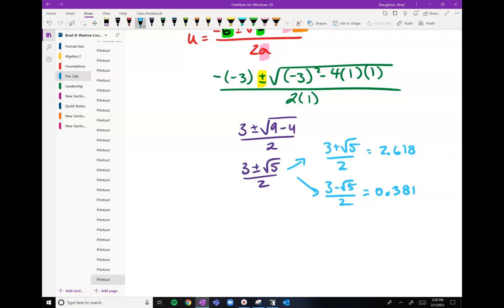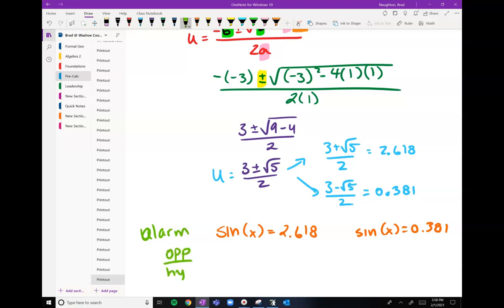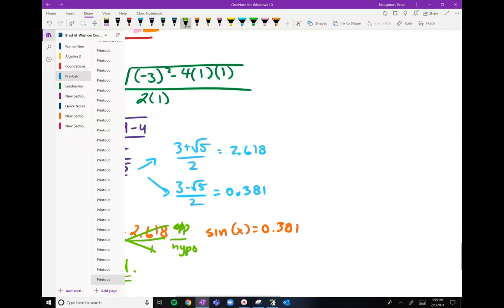All right, so remember this is what u equals. So u in this case is sine. So sine of x is equal to 2.618, and then sine of x is equal to 0.381. So danger, Will Robinson, we have an alarm going off on this one right here. Because remember, it's opposite over hypotenuse. Your hypotenuse has to be the longest side. Because really this is over 1, so this is opposite over hypotenuse, this is not going to work. So this is undefined. It blows up, doesn't work. Good news, we have a little bit less work to do.